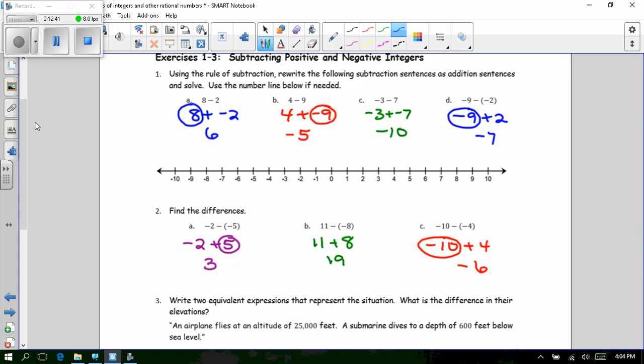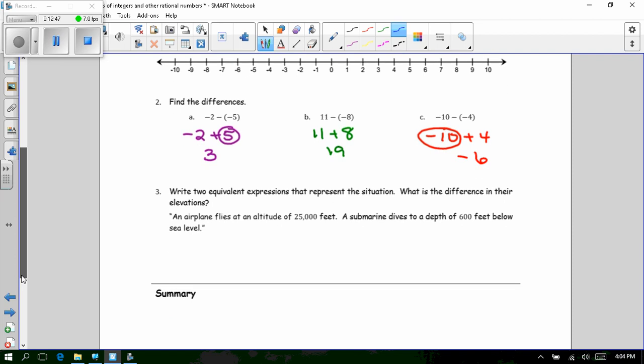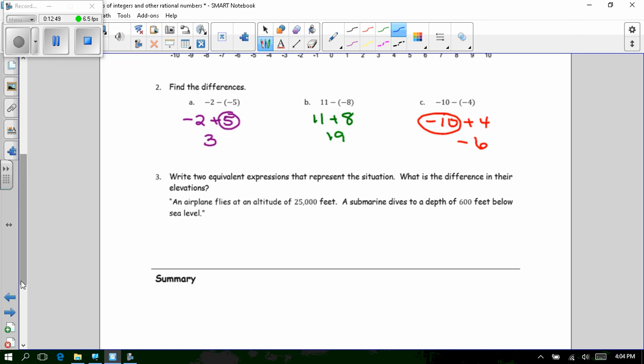All right. Number 2A, when you had to find the differences, right? I got 3. B, I have 19. And C, I have -6. Again, look at them. See what you have. See what I have. Can you figure out why we have the same answers or don't? If you're still confused, put a question mark by it and ask me when you come to class.